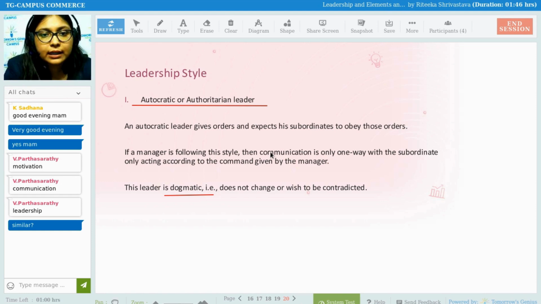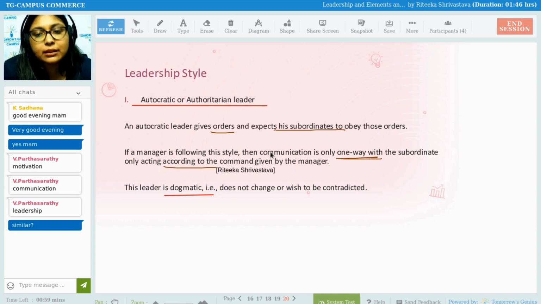I hope it is clear. So an autocratic leader gives orders and expects his subordinates to obey those orders. Okay. So here the leader is going to pass the orders to the subordinates, and he will expect that every subordinate should accept the order and listen to him. So if a manager is following this style, then communication is only one way, with the subordinate only acting according to the command given by the manager.